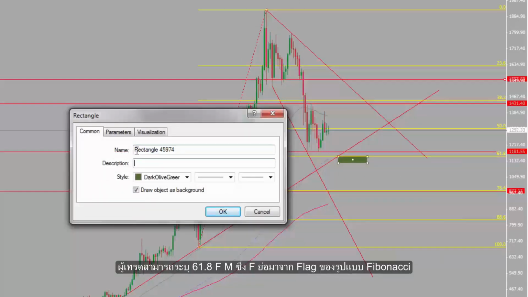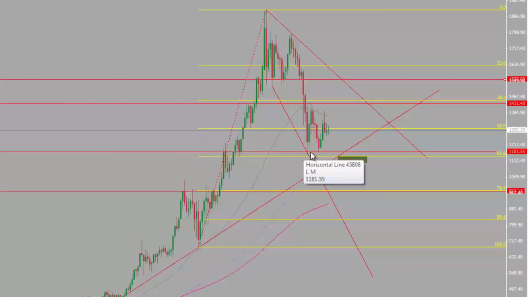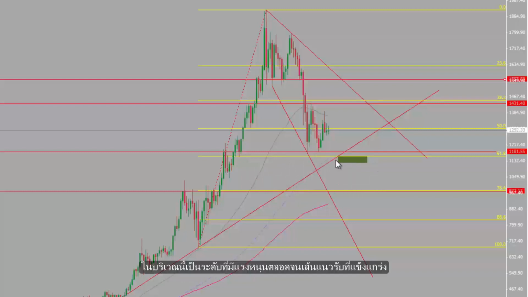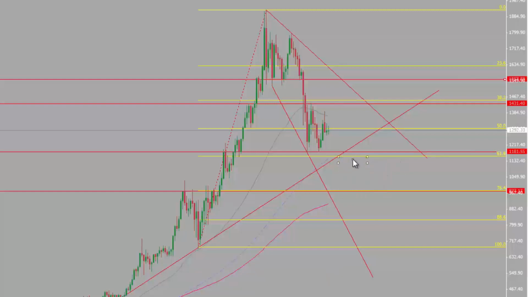A trader can enter 61.8 FM, in which F stands for flag of the Fibonacci pattern, M stands for monthly time frame. If the price forms in this box, then a flag of Fibonacci is failed, and a bullish trend will be weakened for a certain period of time. On this region, there is a powerful level as well as a strong support line. Thus, the area around the price of 1172 would have a considerable influence on the market trend.